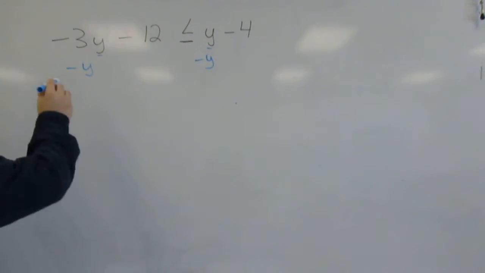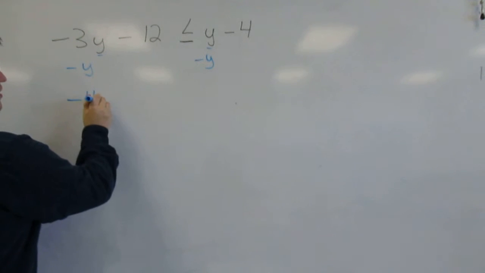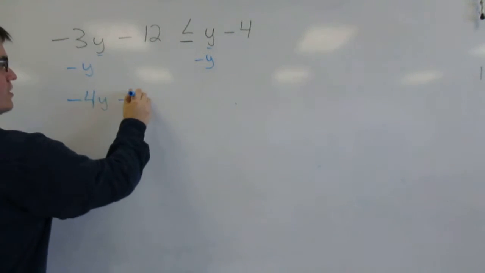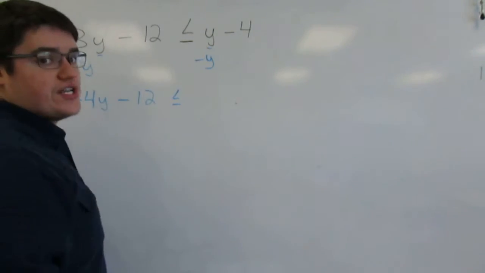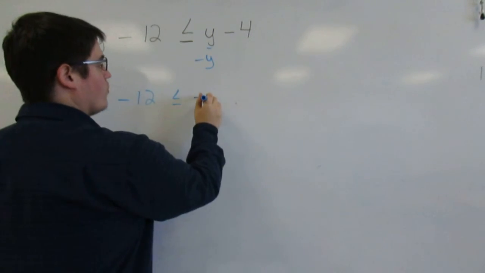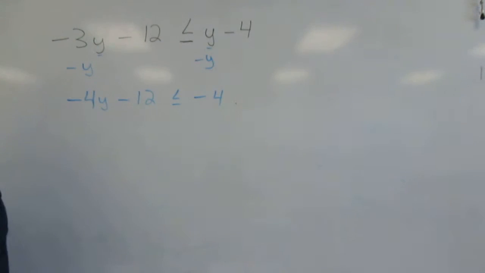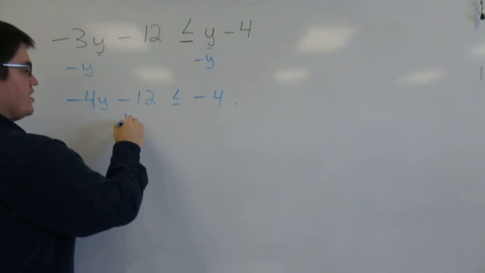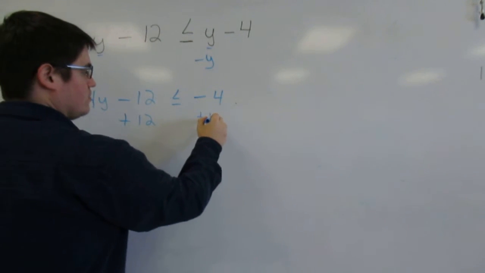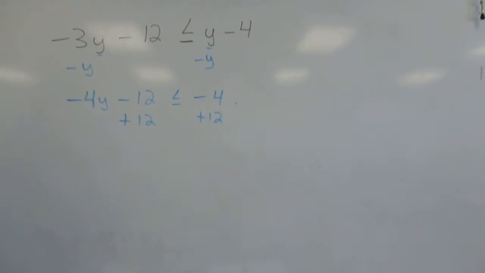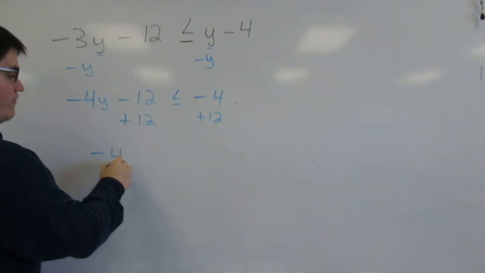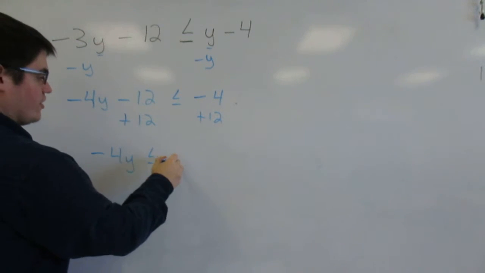Okay. Negative 3y minus y is negative 4y. Minus 12 is less than or equal to. These are 0, so I'm left with negative 4. Now I'm going to add 12 on each side. Remember, we'll save the multiplication and division till the end. So negative 4y is less than or equal to 8.